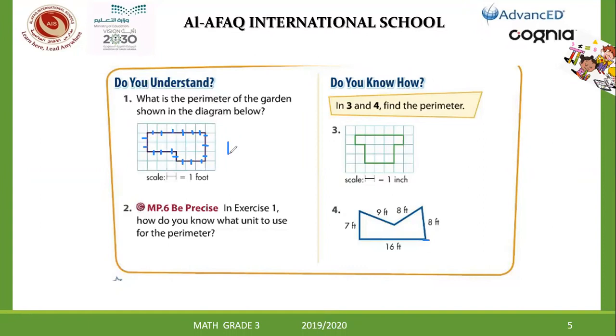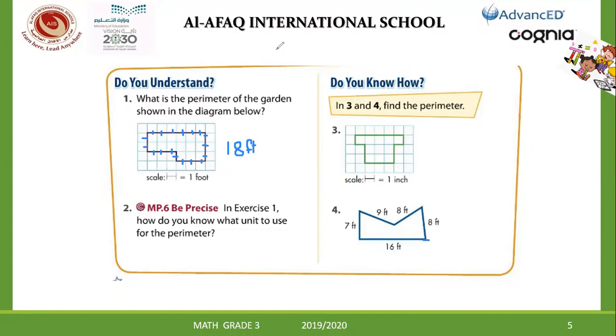So it is 18. What about the unit of this perimeter? Take the same unit from the scale. It tells me each unit segment equals 1 foot. So all of them are 18 feet. And as you know, we can express feet by using what? Just ft.